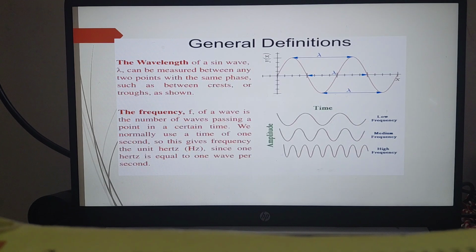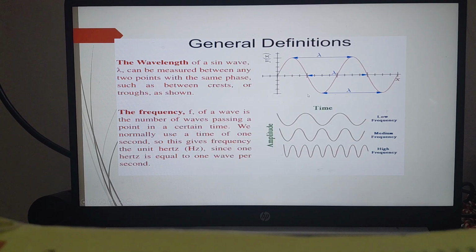So what is the general definition of light? See, the wavelength of a sine wave, that is lambda, from here to here, that will be the wavelength. We can represent the wavelength as lambda. It can be measured between any two points with the same phase, such as between crest and crest or trough and trough, that is known as wavelength.